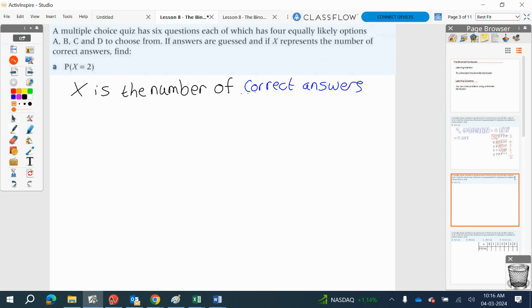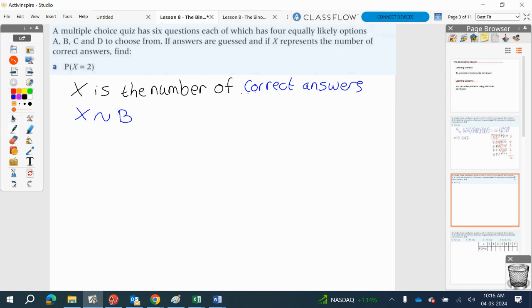Every question like this, you must start with the phrase X is the number of, and then fill in whatever it is that you're counting. It'll also help you solve the question and think through the question. Then you need to say how X is distributed. So this says X is distributed binomially. It's a binomial distribution.